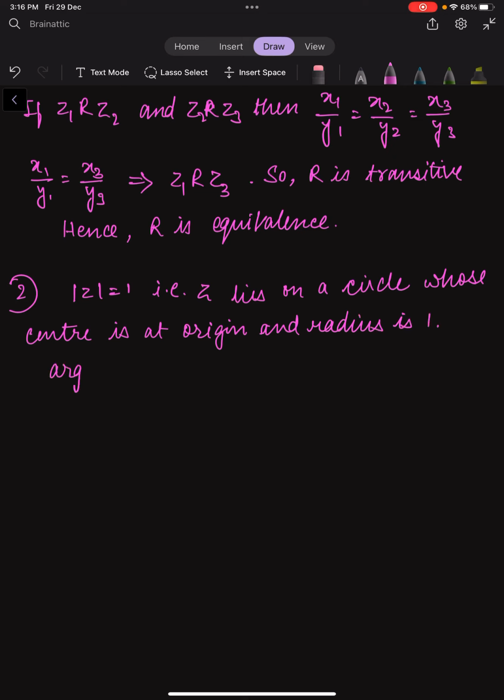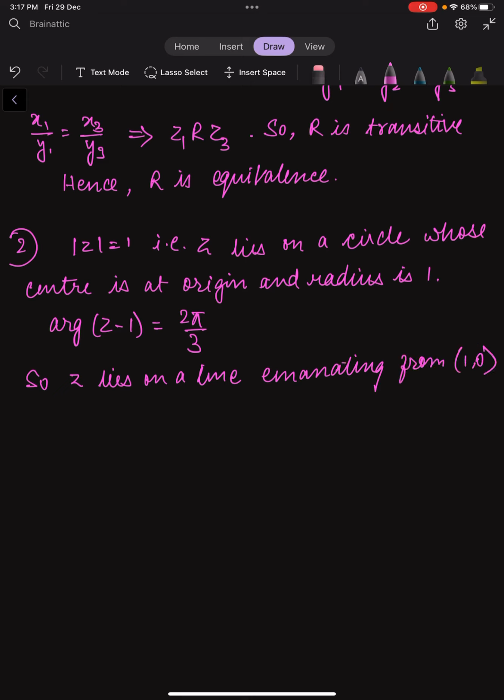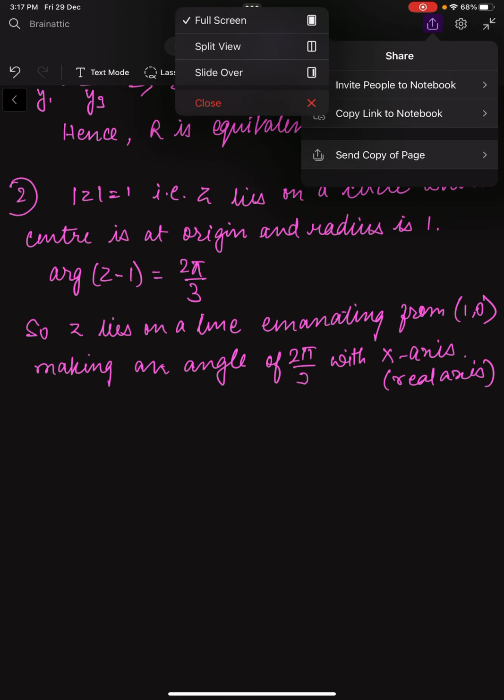The argument (Z minus 1) is equal to 2 pi by 3. So Z lies on a line emanating from (1, 0), making an angle of 2 pi by 3 with x axis or the real axis. So I have a figure for this. I'll insert it.